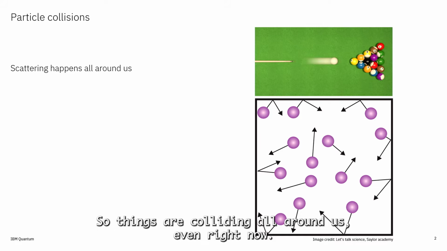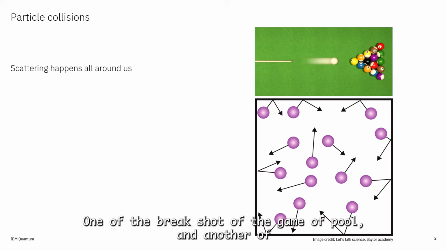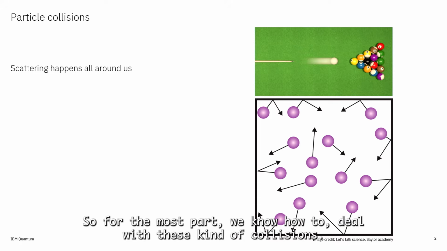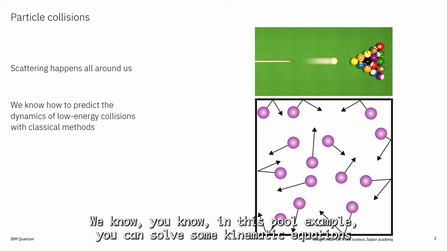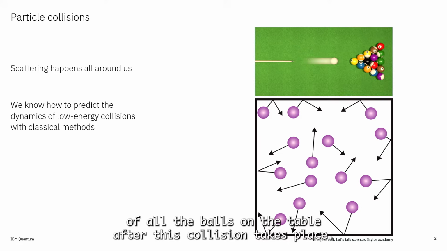So things are colliding all around us, even right now. Here on the right, I have two physics textbook examples of collisions, one of the break shot of the game of pool, and another of a gas of particles in a box flying around and hitting each other. For the most part, we know how to deal with these kinds of collisions. In this pool example, you can solve some kinematic equations and figure out the positions and the velocities of all the balls on the table after this collision takes place.